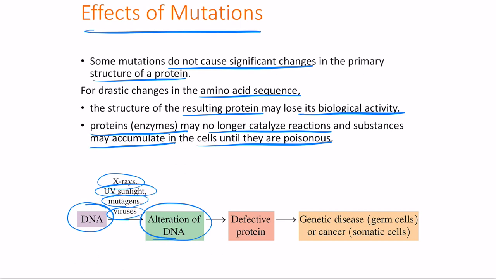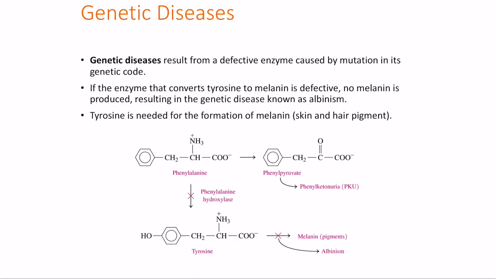For example, DNA undergoes a mutation either by X-rays, UV light, mutagens, or viruses, and that alters the DNA. The altered DNA can create defective proteins. The defective proteins then can cause genetic diseases or cancer. Genetic diseases are generally formed due to germ cell mutation. Cancers are generally caused due to somatic cell mutation. Genetic diseases result in a defective enzyme caused by mutation in the genetic code.